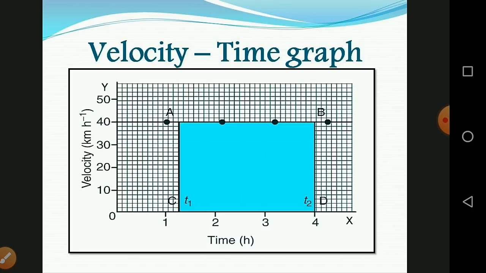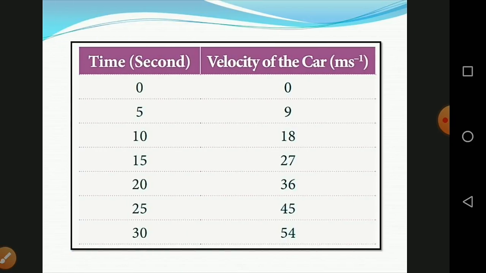We can also study uniform acceleration motion by plotting its velocity-time graph. Consider a car being driven along a straight road, its velocity for every 5 seconds noted from the speedometer of the car. The velocity of the car in meters per second at different instants of time is shown in the table.